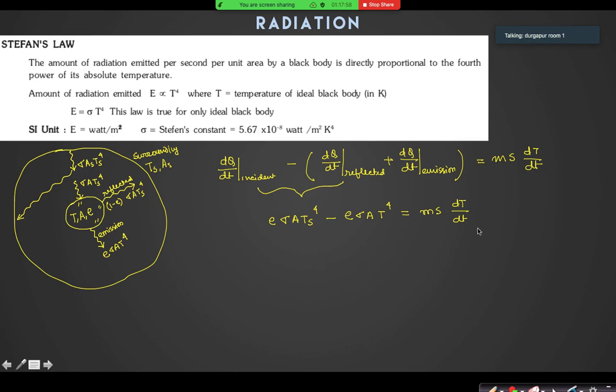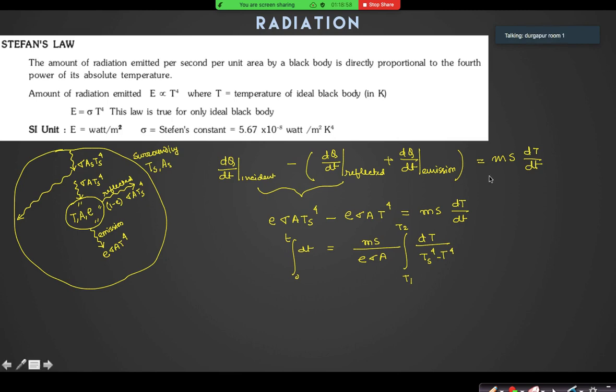You can find from this expression the time taken to change the temperature from a certain value to another value, right? So you can say dt is equal to m s divided by E sigma A, into dT divided by (Ts power 4 minus T power 4), with time from 0 to t and temperature from T1 to T2. Have you got it? Yes or no?